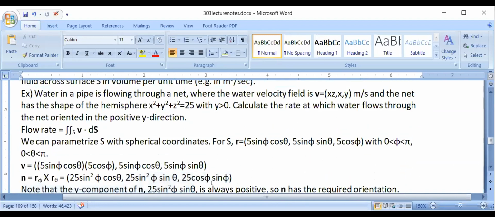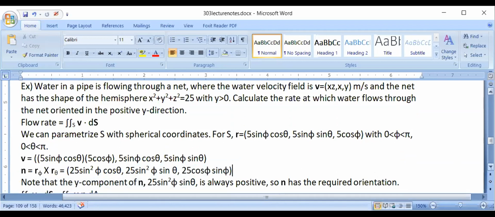The y component is 25 sine squared phi, that part's always positive, and then sine theta. Remember that we took theta from 0 to pi, so that's always positive. So this component is always positive, and we do have the proper normal vector. Notice that if this were always negative, then we would need to put a negative sign in front of n to reverse its direction. That's a fancy thing, and we don't have to do it here. Okay, so now we can proceed with the calculation.